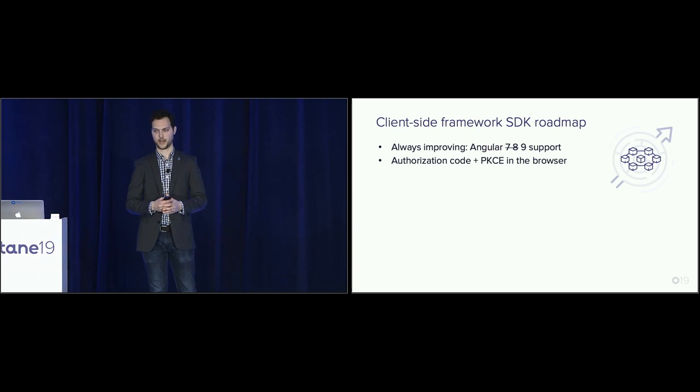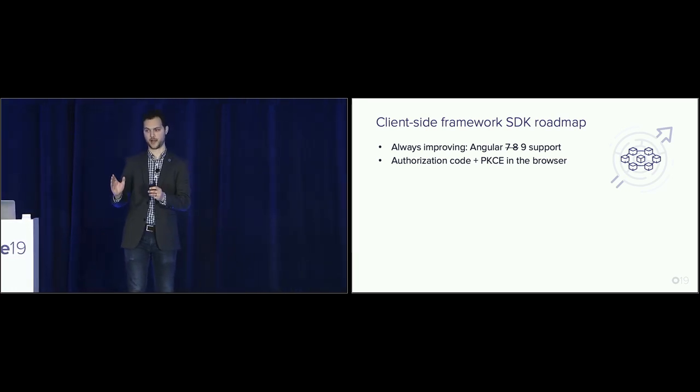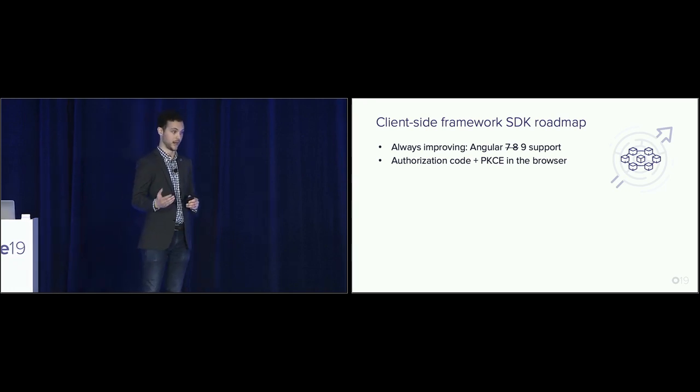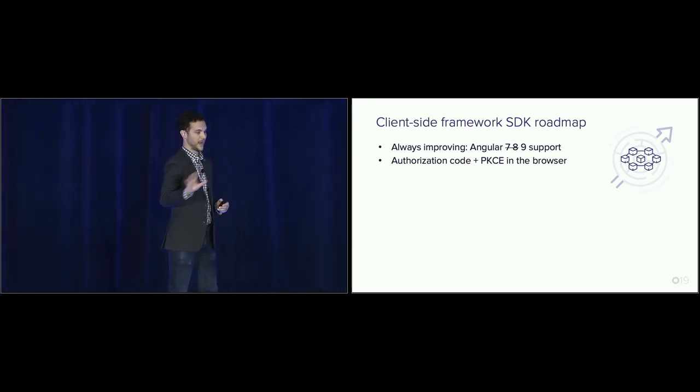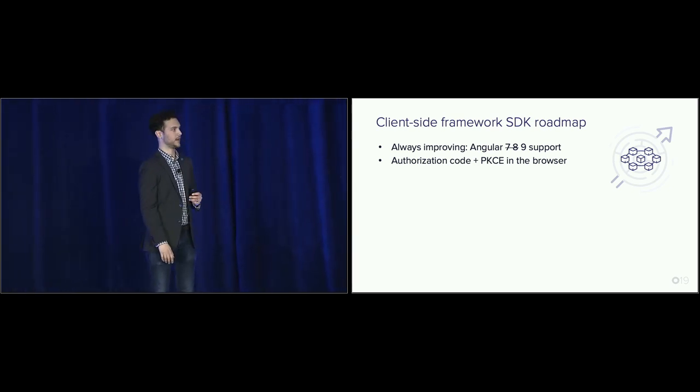So if you pay attention to the OpenID Connect world, you know that there's a lot of discussion going on right now about moving away from the implicit flow and moving towards the authorization code flow for getting tokens in browser apps. I'm happy to chat with you more about that if you want to know about it. That rabbit hole goes pretty deep. But we are improving our client SDKs to support that flow if you want to do that. And eventually that'll be the default in our client SDKs.